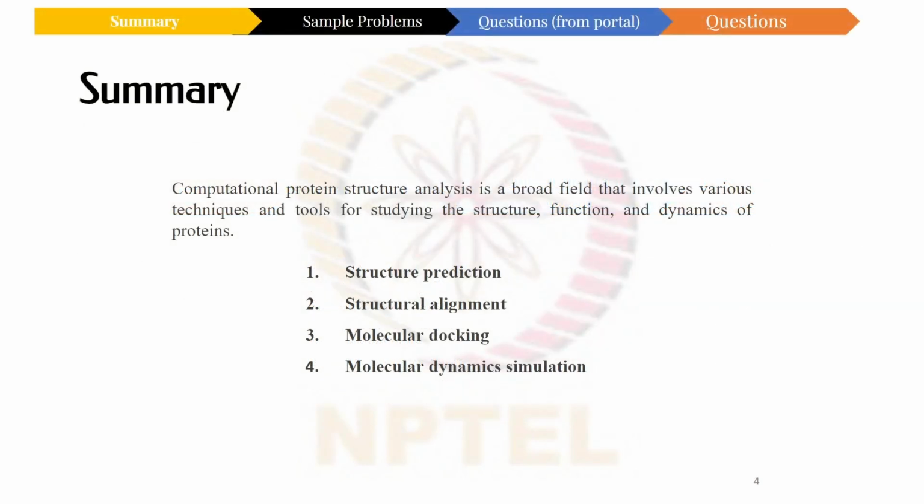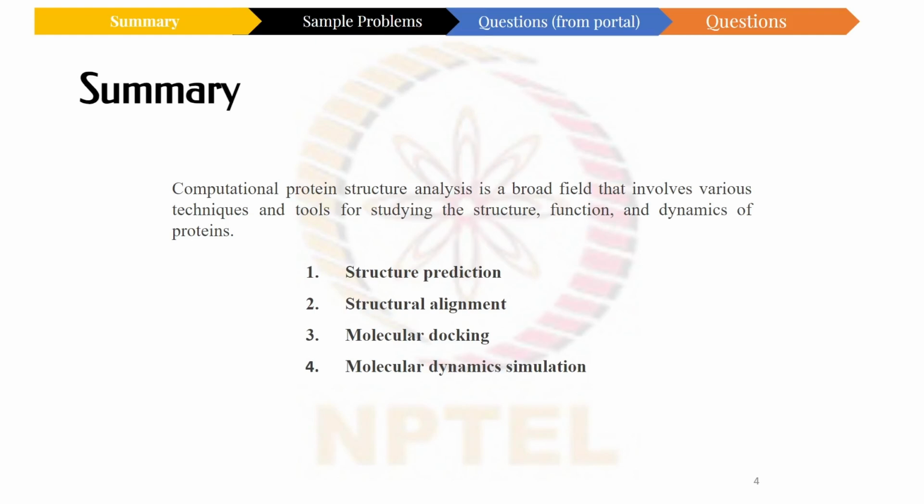In this course, we'll be seeing about computational protein structure analysis, followed by an introduction to protein stability. Computational protein structure analysis is a broad field that involves various techniques and tools for studying the structure, function, and dynamics of proteins. One feature is structure prediction: predicting the 3D structure of a protein from its amino acid sequence. This involves using algorithms and computational methods to predict the most energetically favorable conformation of the protein.